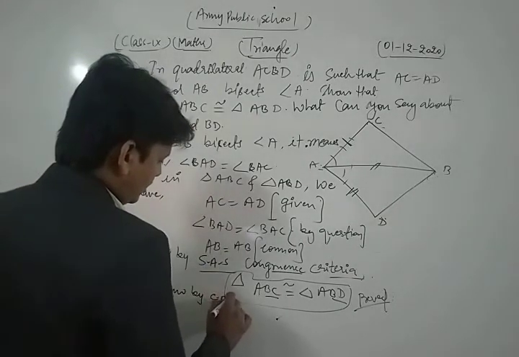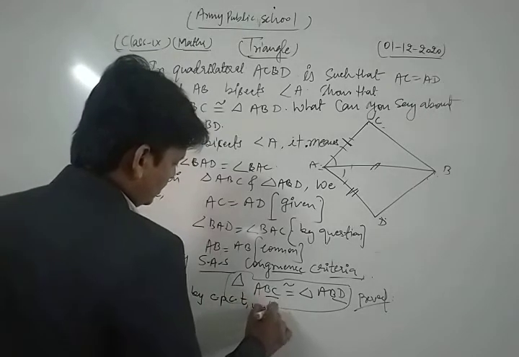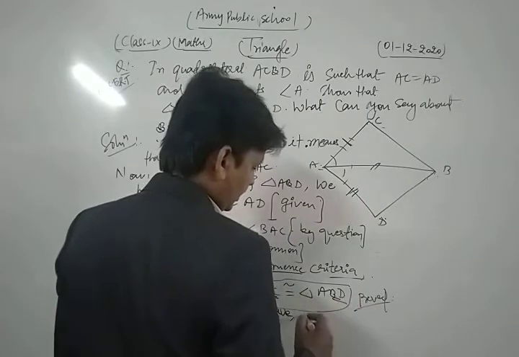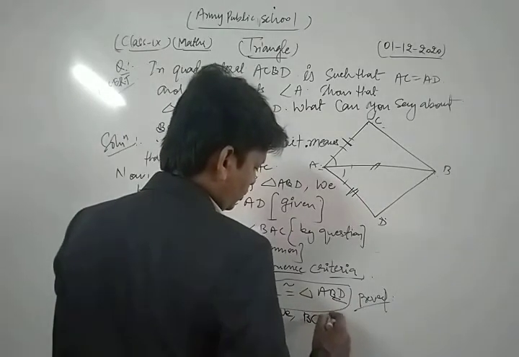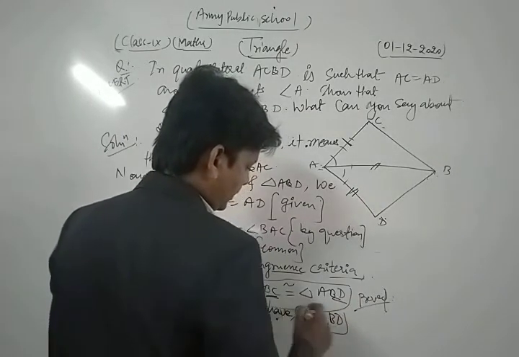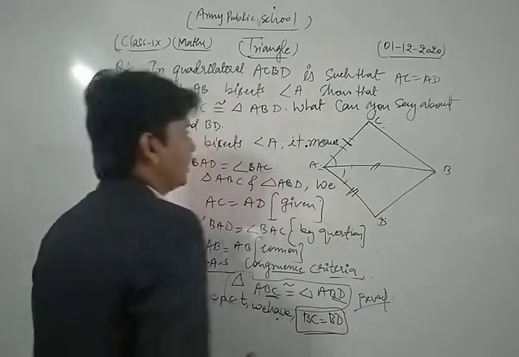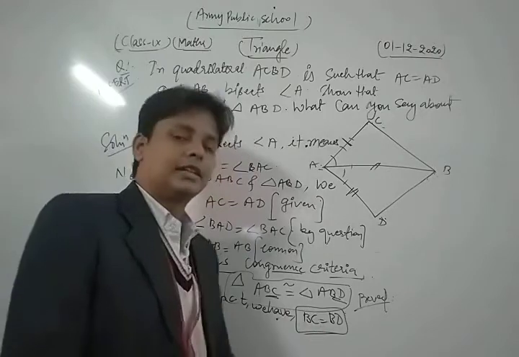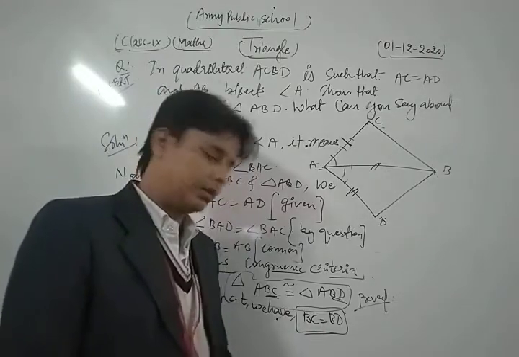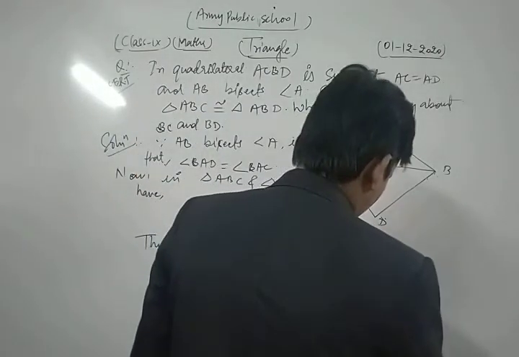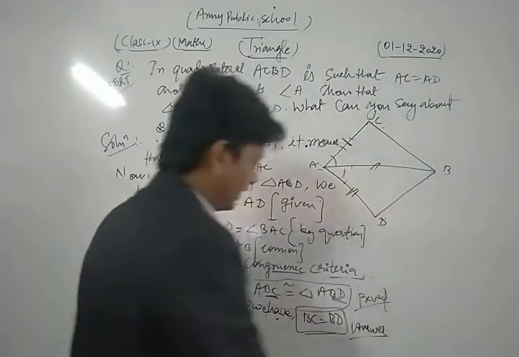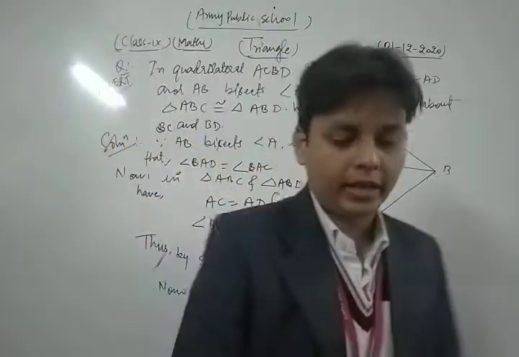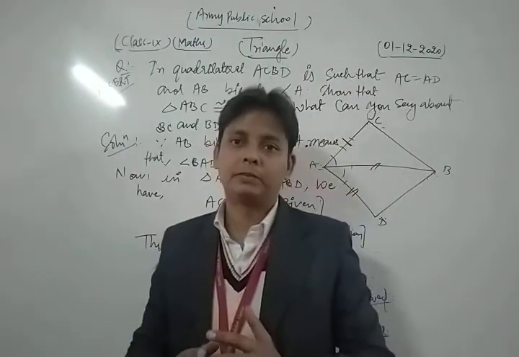by CPCT, we have BC is equal to BD. Thus we say that the side BC is equal to the side BD. This is the other answer. Thus, dear students, this is the method to solve that type of question.